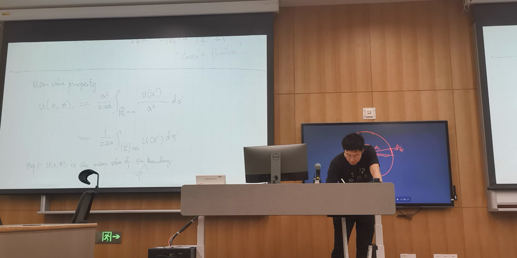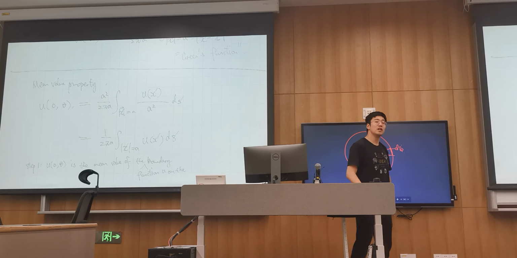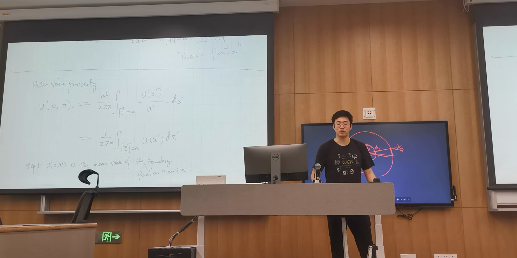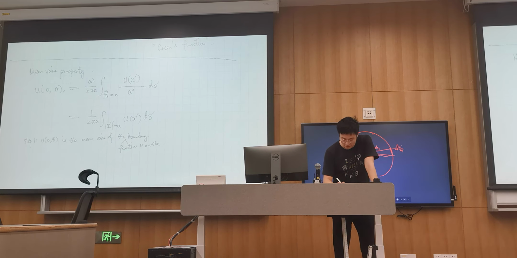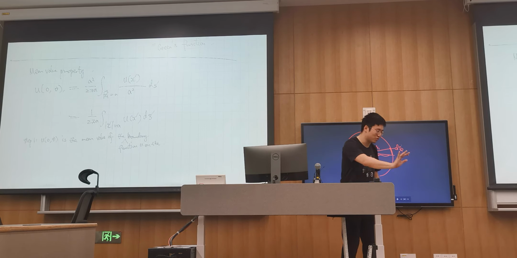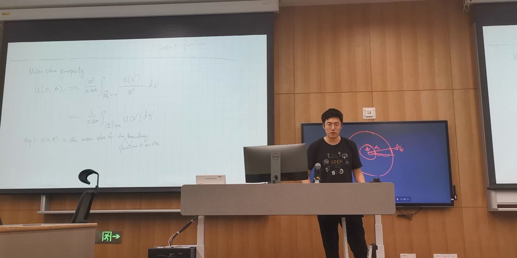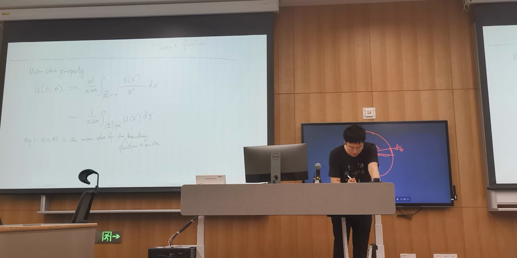Mean value of the function u on the boundary. Okay, this is step number one. But this is far from the end of it. We're actually going to come up with a much more interesting argument starting from here. Okay, so this is my step number one.